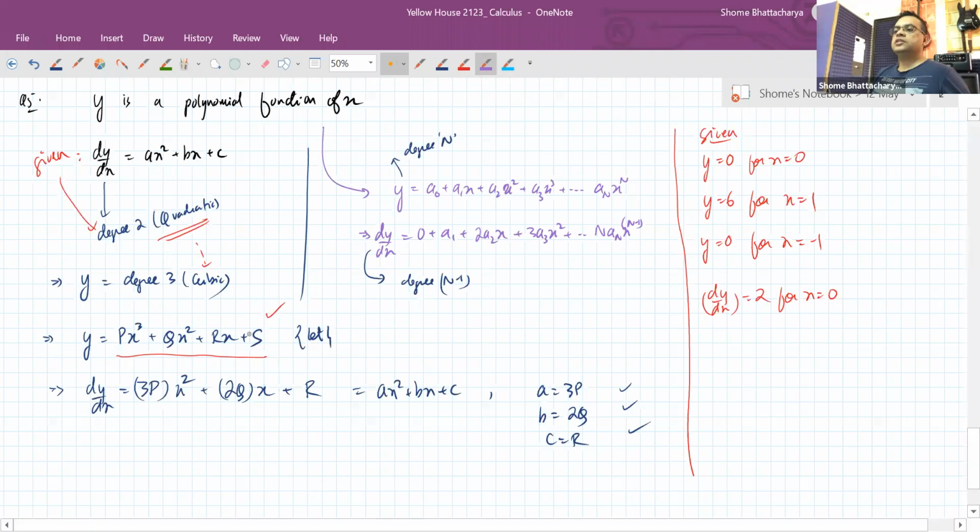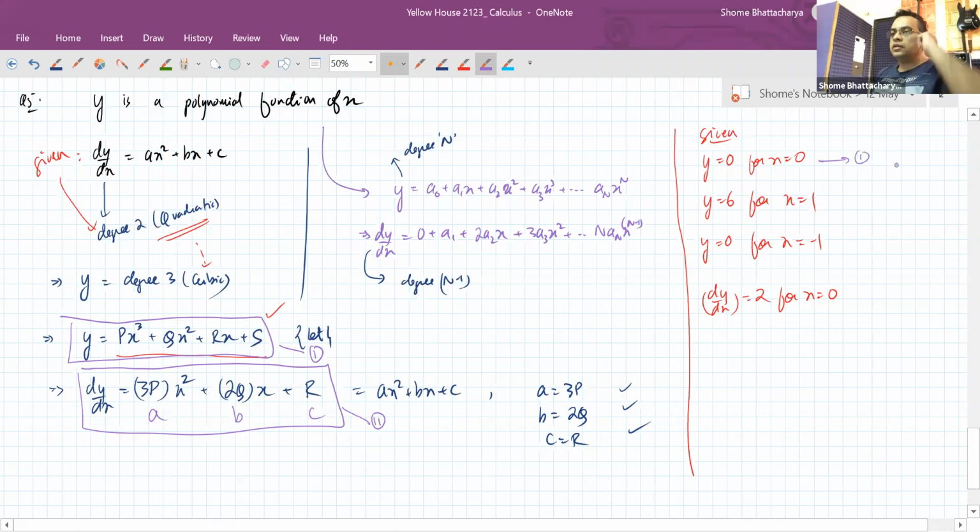So each of these conditions we will put in the equations. Okay. So let us say this is our equation 1, and this is our equation 2, where of course this is A, this is B, C. So let's put this in equation 1. So y should be 0 when x is equal to 0. That means s is equal to 0. Let's put this again in equation 1. So y should be 6 when x is equal to 1. So p plus q plus r, s is already 0, should be equal to 6.